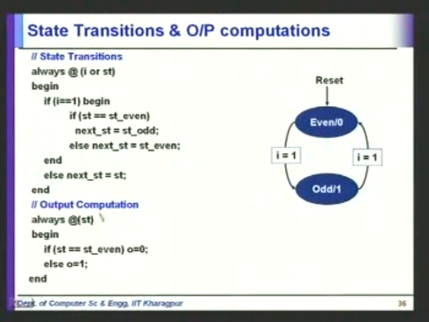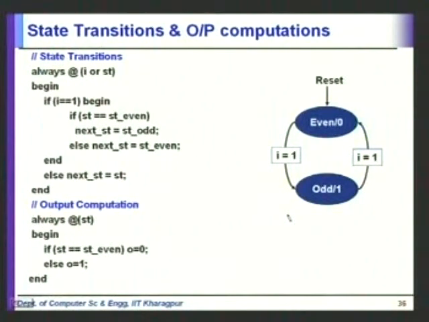Now let us look at the output computation. Always at ST, now we just need to produce the output, change the output whenever the state changes. As long as the state is the same, we don't need to change the output. So always at ST begin, if ST is equal to ST even, then our output is 0, otherwise the output is 1. So in even parity states we output 0, in odd parity states we output 1.